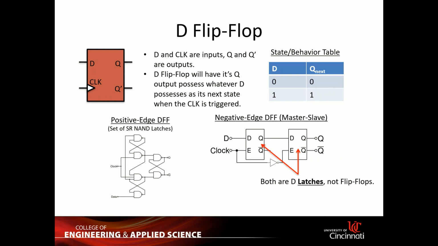For the negative edge, basically you connect two D latches together, and we went through several examples to analyze this. Another type is the positive edge. Technically, if you look very carefully, what do you see here? You see two NAND gates, and the output of one NAND gate is connected to the input of another NAND gate. Now you go back to the SR latch lecture.